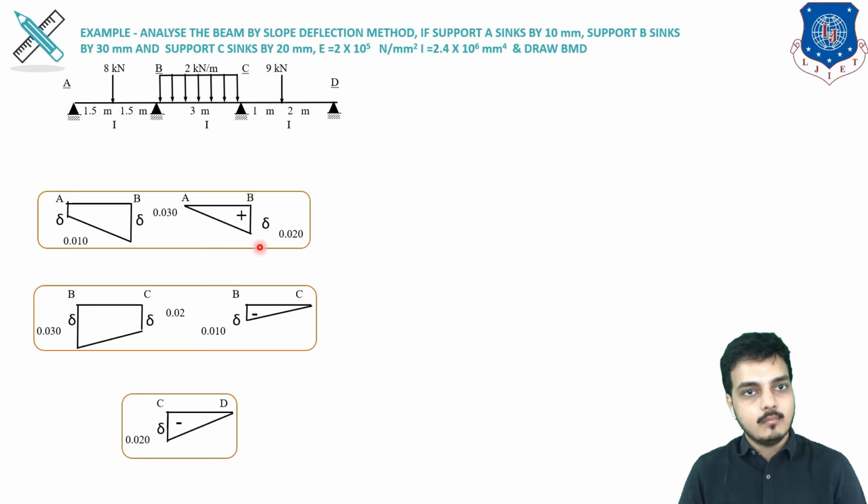Now B is sinking more, so from A to B you can see that B is sinking in a clockwise direction, so this is positive. So ultimately for the AB span our delta will be 0.02. Now for the BC span, B is sinking 0.030 and C is sinking 0.020. Now we have to take the net effect. Here B is sinking more, so how much more? It is 0.010 more than C.